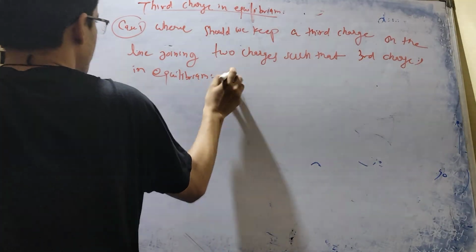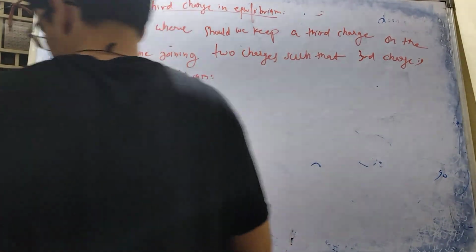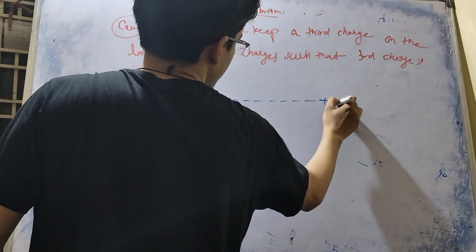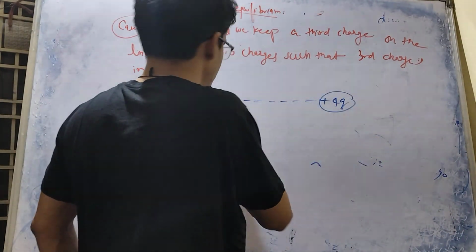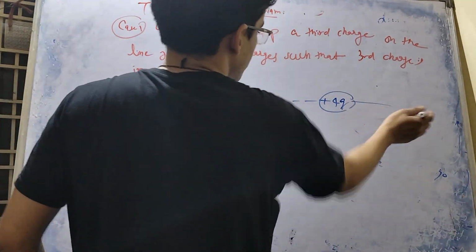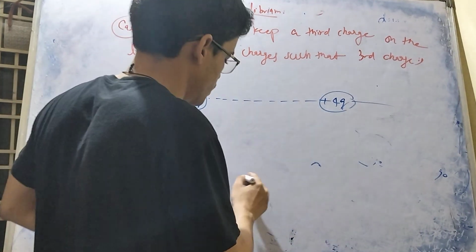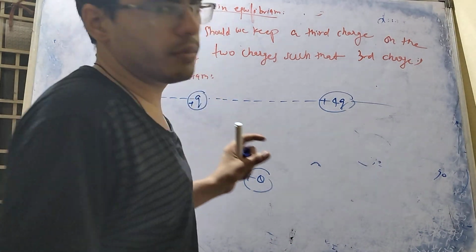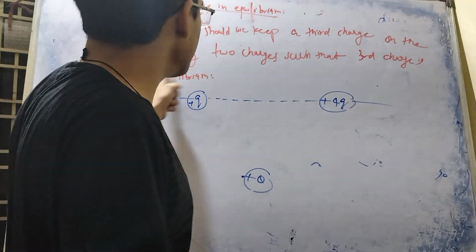See here. What is the question? We have two charges. Suppose here plus q and here plus 4q. I have taken different charges here, q and 4q, on this joining line. My question is, we have this third charge, plus q. I want to locate the position of this third charge such that net force at the third charge will be 0.